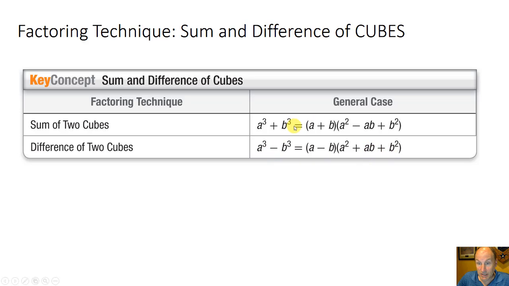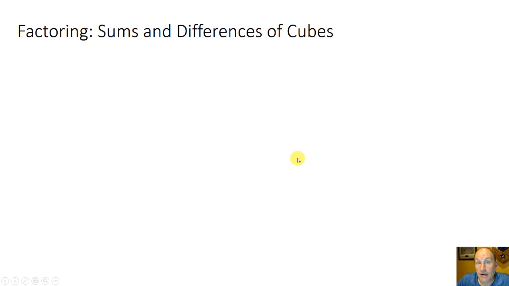So notice for the sum, the first term is added, and then one of the middle terms is negative, and then in a difference, the first term is a subtraction, and then it's multiplied by everything that's positive because the negative gets distributed to everything. So we're looking for situations where perfect cubes are occurring. So let's look at an example and a non-example.